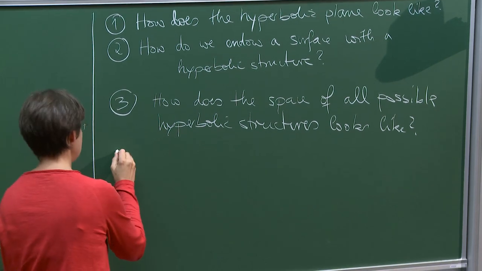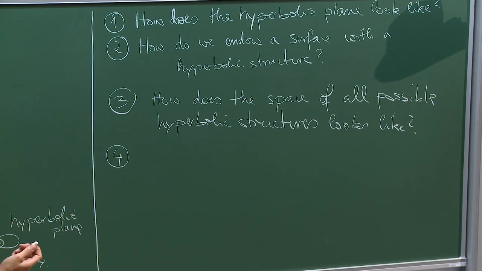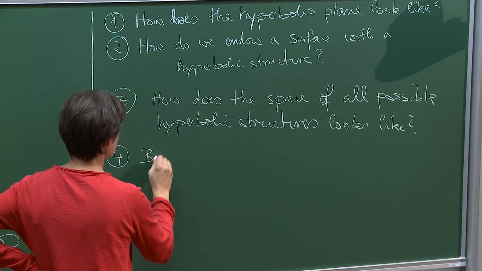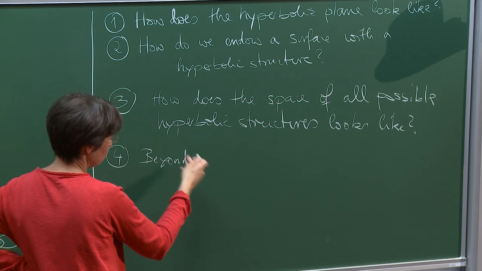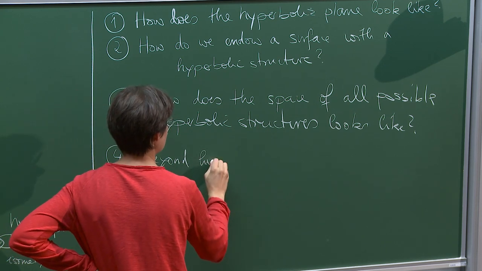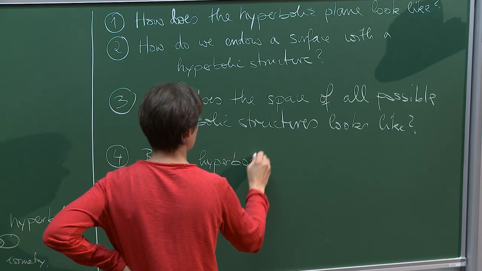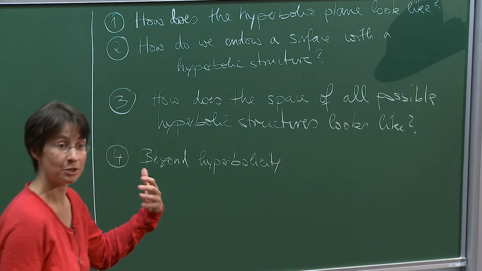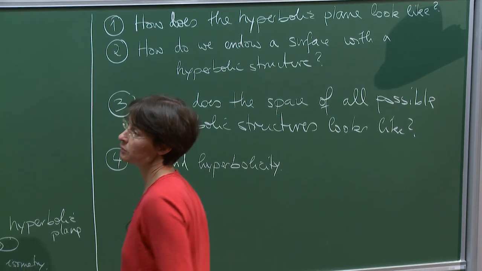I'm not sure if we get to that, but otherwise I'm happy to answer questions later in private discussions about this. If we have time, I would like to discuss some examples where we go beyond hyperbolicity. So we look at geometric structures on surfaces which are no longer hyperbolic structures. Okay.